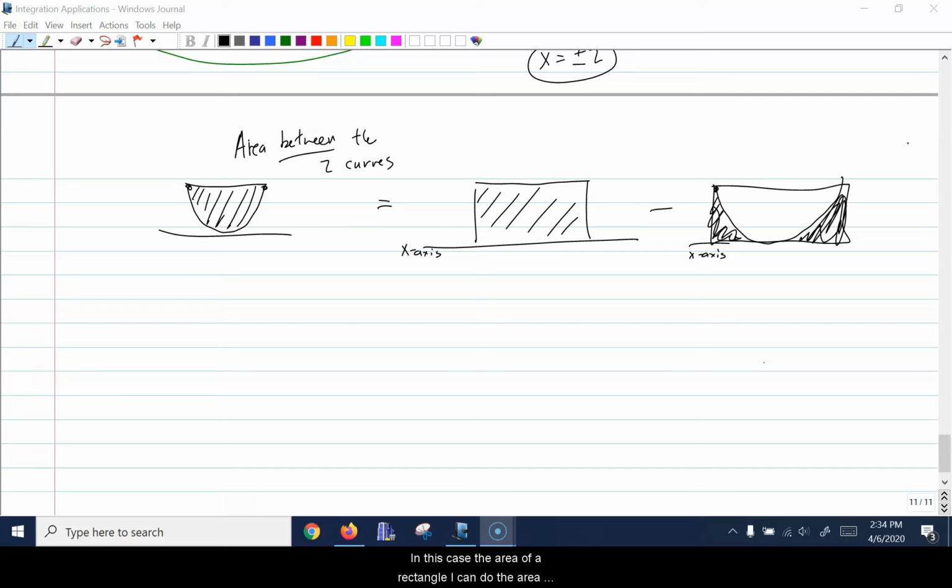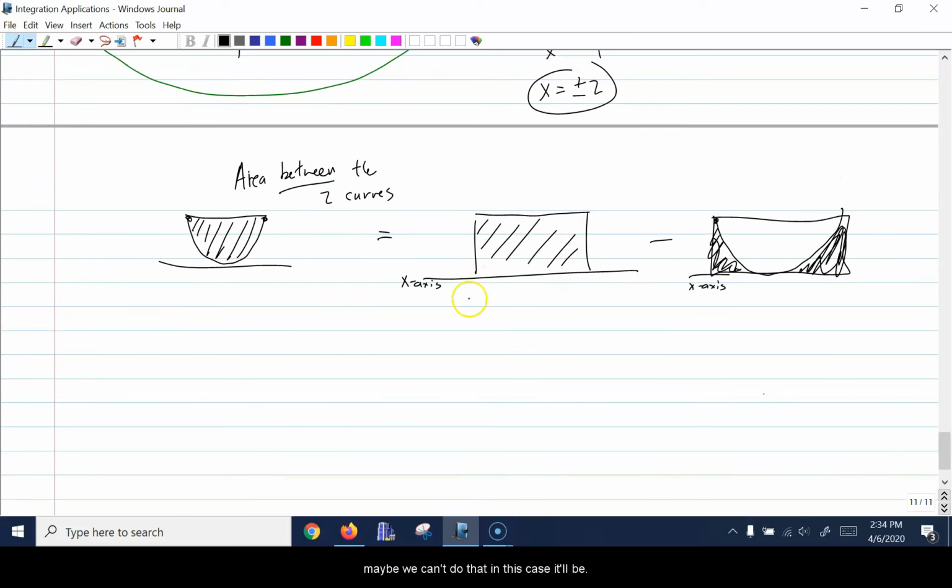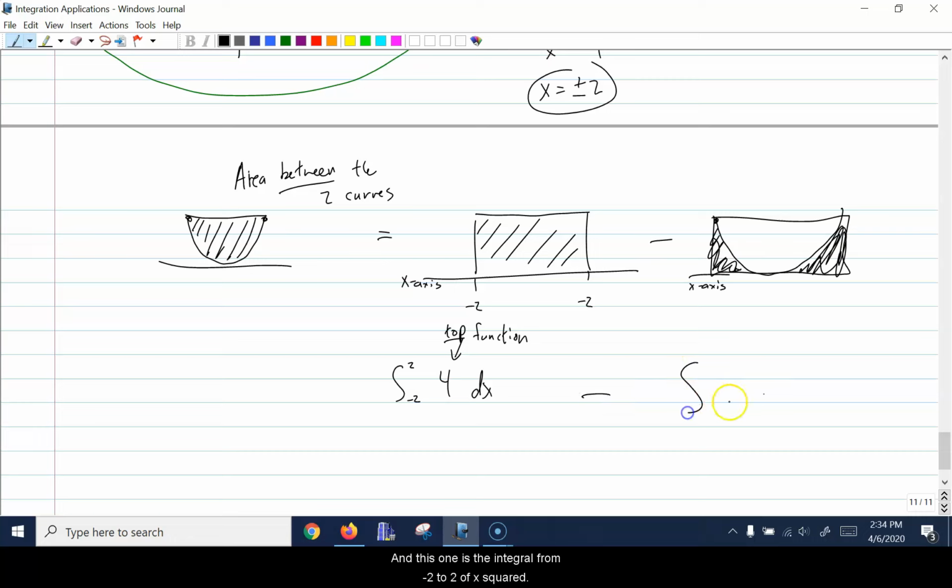Sorry. In this case, the area is a rectangle. I can do the area by hand, but let's pretend it's something harder where maybe we can't do that. In this case, it'll be the integral from -2 to 2 of 4, which is here the top function. And this one is the integral from -2 to 2 of x squared, which was the bottom function.